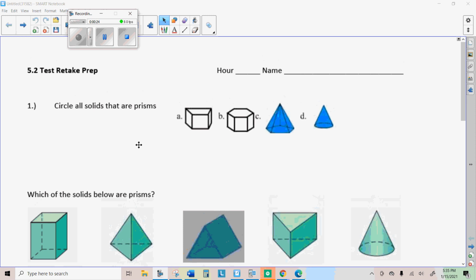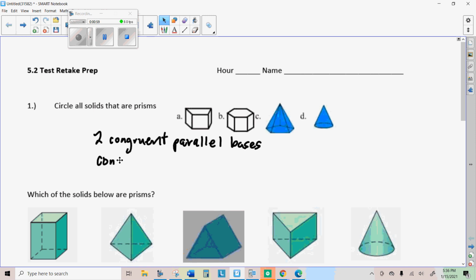First of all, let's define what prisms are and see if we can figure out which ones of these are prisms. Prisms have two congruent, which means the same, two congruent and parallel faces. Let's call them bases. And the sides or the other surfaces are rectangular, so let's say connected by rectangles.